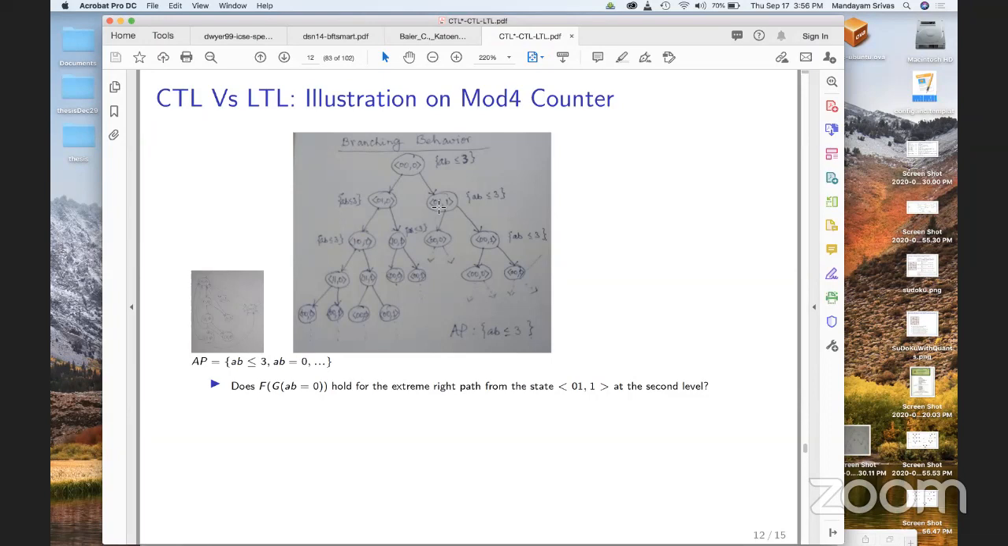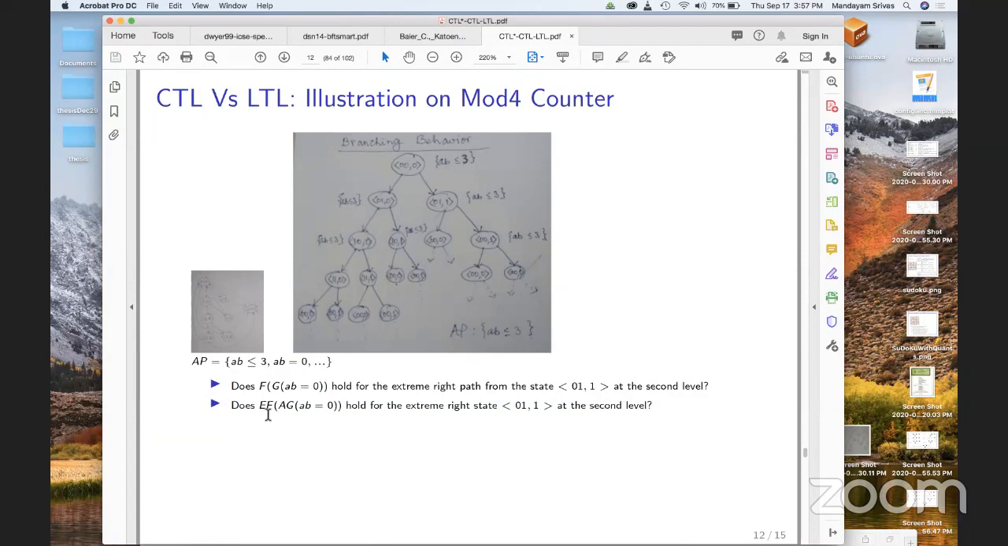Yes, right. It holds. Yeah, so it does. Since it's 1, from the very next state, it persistently, continuously has AB equal to 0. Now, the question is: is there a CTL formula that can represent this?